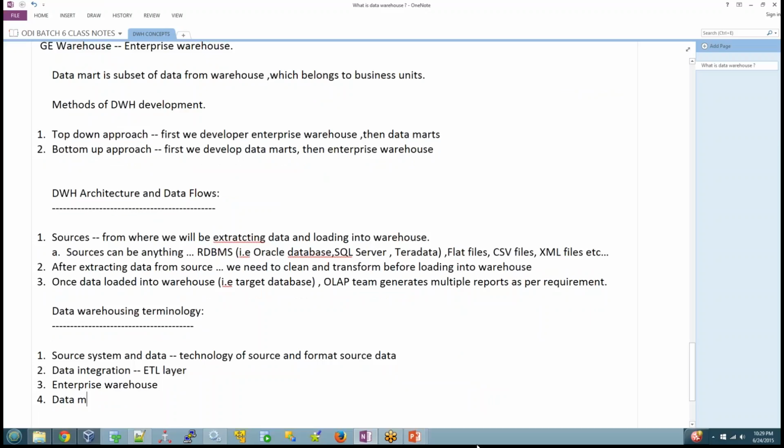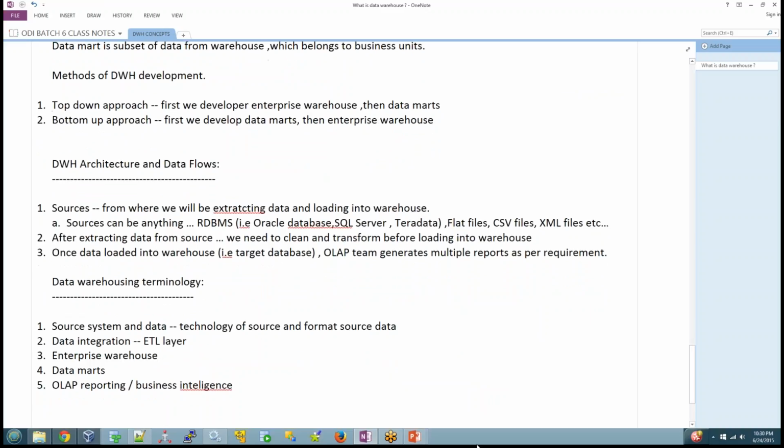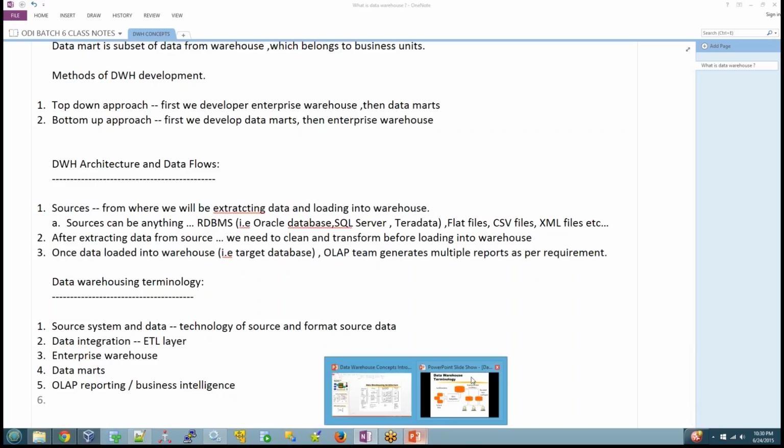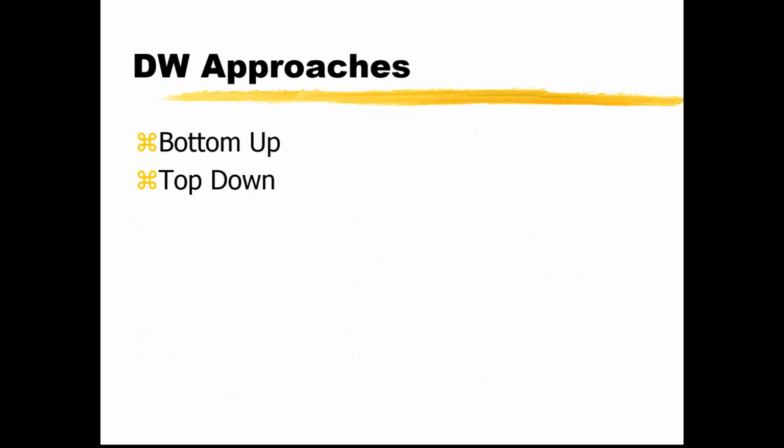The data marts are optional. If it is a big warehouse, then we will create data marts. Otherwise, they can generate the reports directly. And then OLAP reporting, which some people call business intelligence, generating reports. So these five components make up the complete data warehousing terminology.